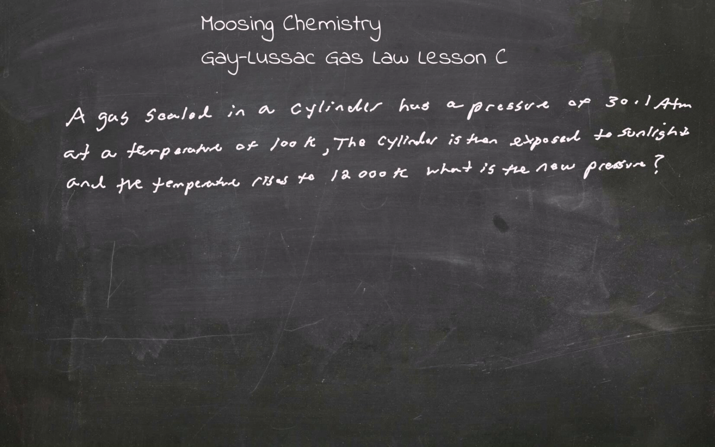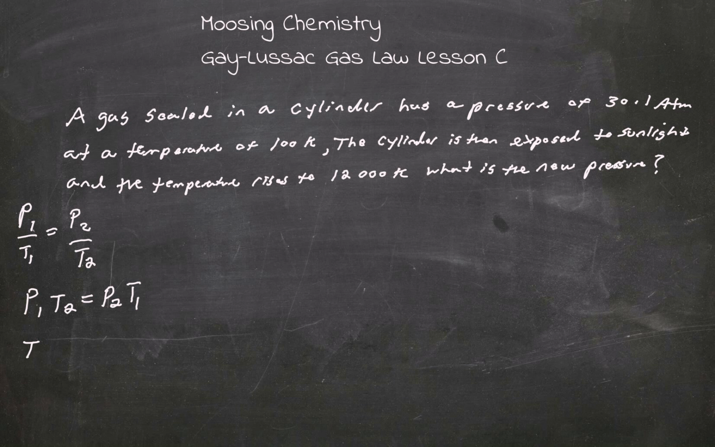All right, anyway, so the cylinder is then exposed to sunlight, and the temperature rises to 12,000 K. Man, that is ridiculously hot. What is the new pressure? Okay, well, let's assume that the cylinder is not going to explode or something. So we go P1 over T1 equals P2 over T2. So we like to write P1 T2 equals P2 T1.